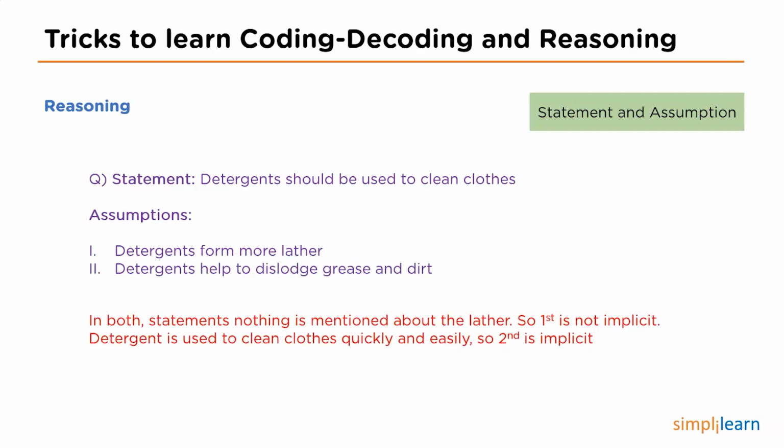Explanation. In both the statements, nothing is mentioned about the lather. So, the first is not implicit. Detergent is used to clean clothes quickly and easily. So, the second is implicit.